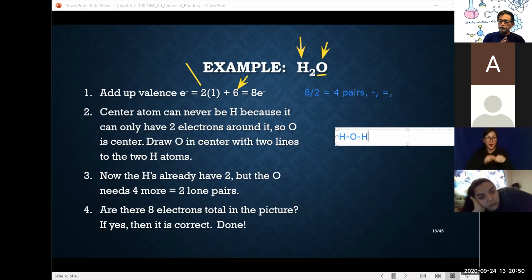Now, Amanda, to answer your question, where do I put those other 2 pairs? Does everybody see here the way I drew H2O that I took care of 2 pairs?